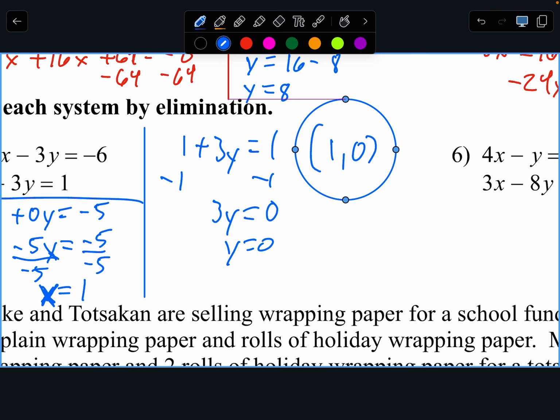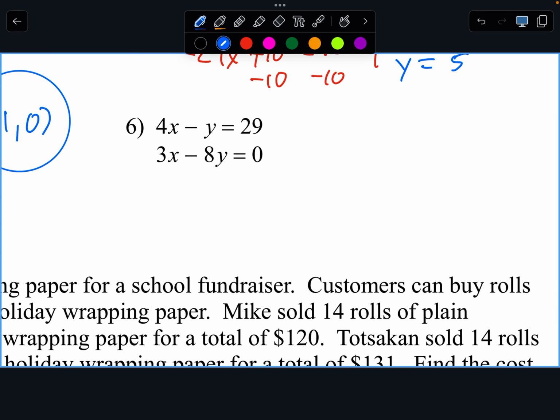Perfect. All right. Let's take a look at our second system. Do we have matching opposite coefficients? No. Okay. So we have a couple options here. We can try to match up our x's or match up our y's. Which one do you want to match up?